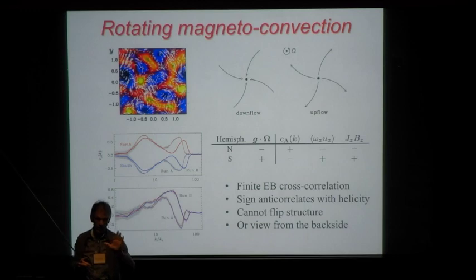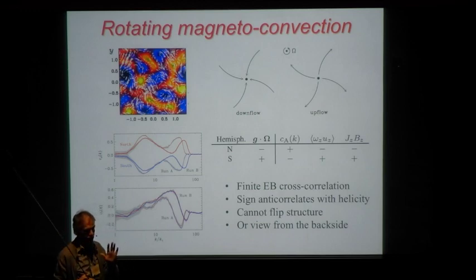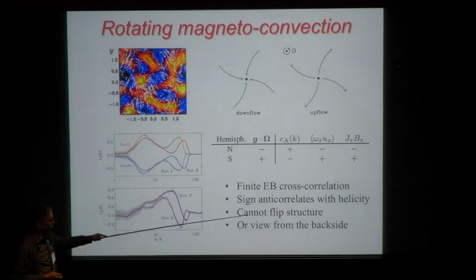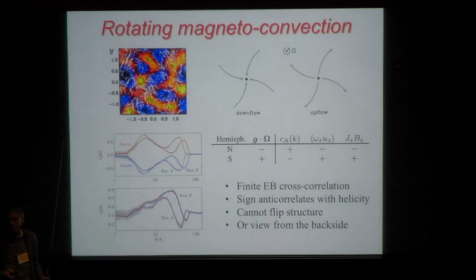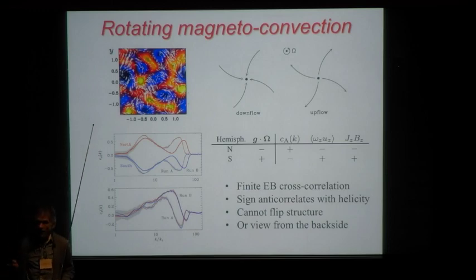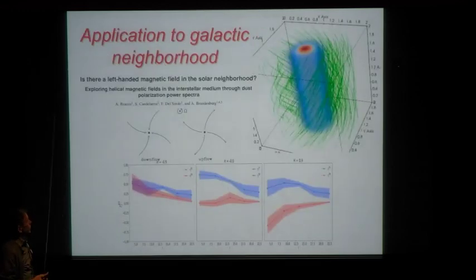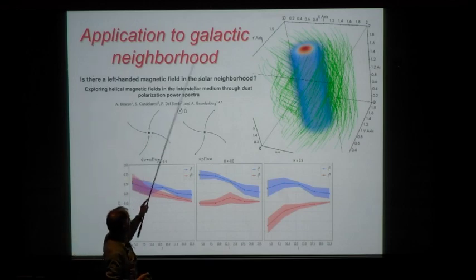Because homogeneous isotropic turbulence does not distinguish from which side you are seeing it. Whereas in convection, you are forced to look from the top. You can never look from the bottom. And so that is the reason why EB cross-polarization can actually be different from 0, but it does require violation of homogeneity.